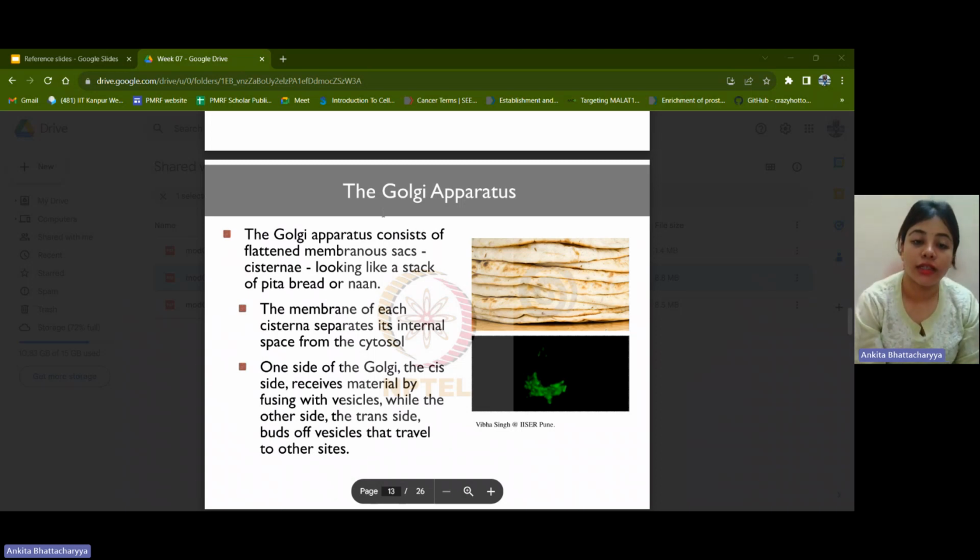So the cis side, the side which faces the nucleus, is the one which receives material by fusing with vesicles. The other side is the trans side, which buds off vesicles, and from there the vesicles can travel to other sites inside the cell.